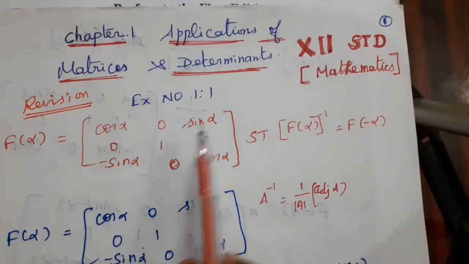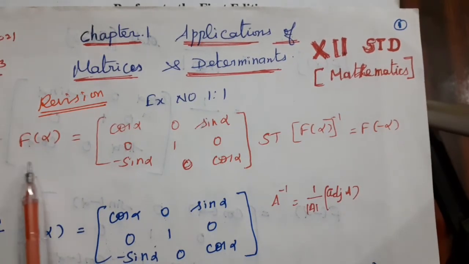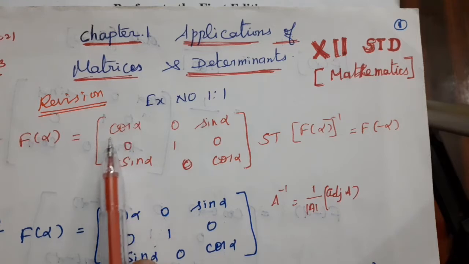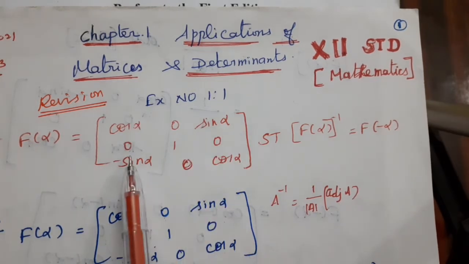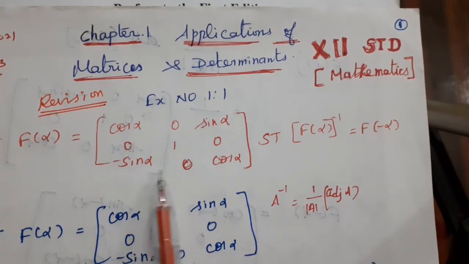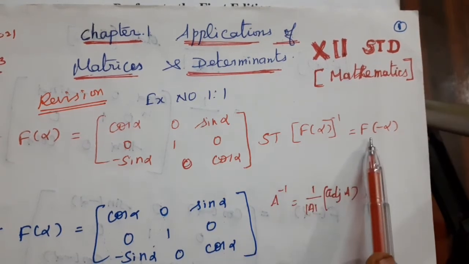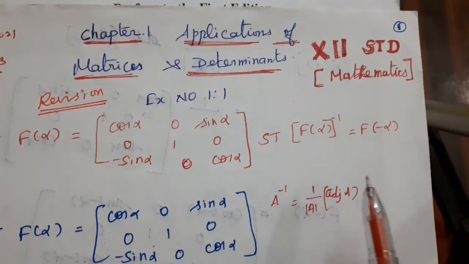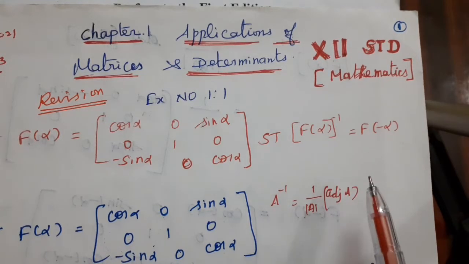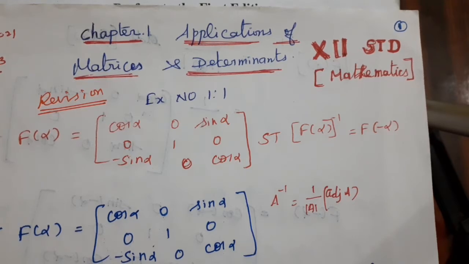See exercise number 1.1. I will teach the third sum. If f of alpha equals cos alpha 0 sin alpha, 0 1 0, minus sin alpha 0 cos alpha, show that f of alpha the whole inverse equals f of minus alpha. Either they ask it in the 2 mark or 3 mark. This is a very important question. I will explain it. Just recall 1 or 2 sums for each and every exercise.